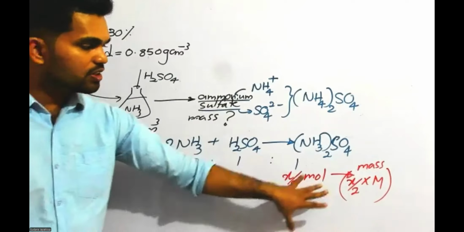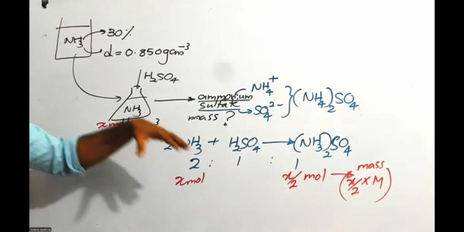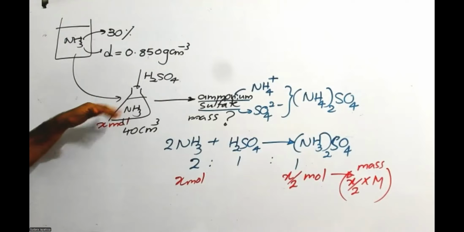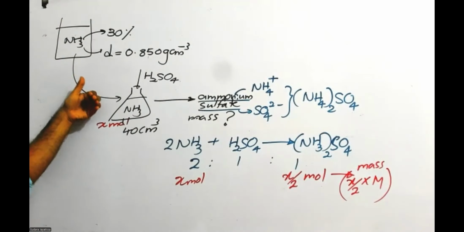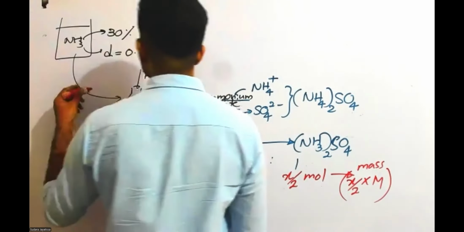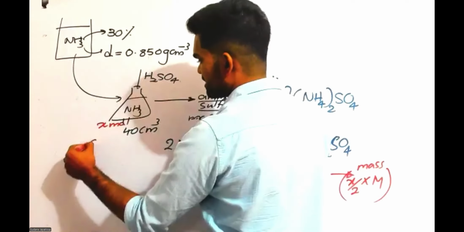And on top of that, the question is made difficult by adding these parameters of composition theory. Instead of directly telling the concentration of ammonia, they have given you data like this. So you don't know the concentration.